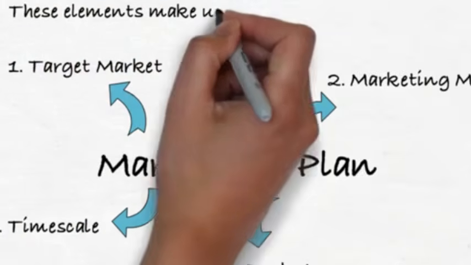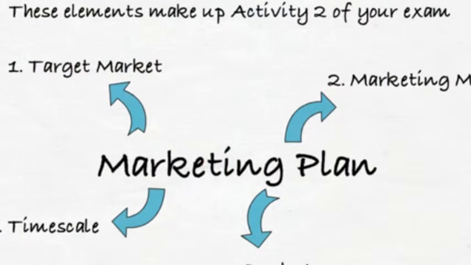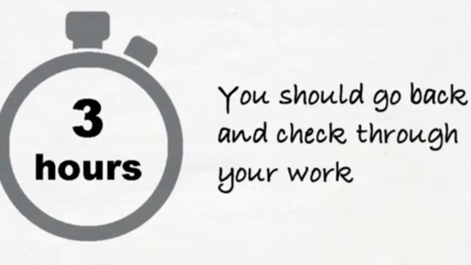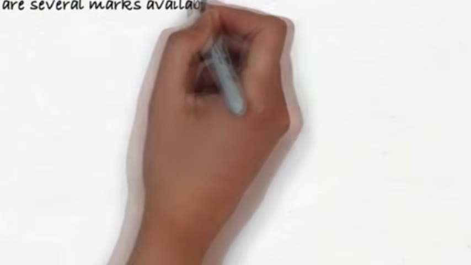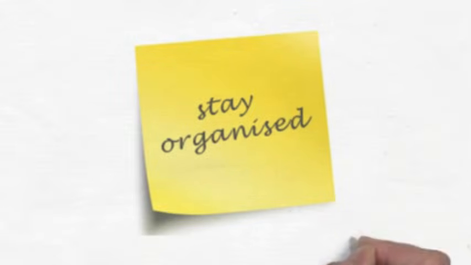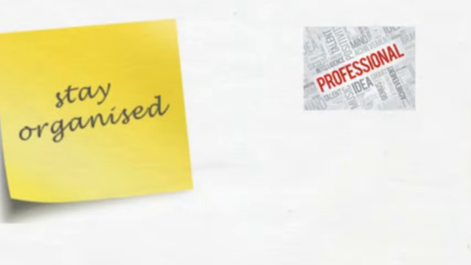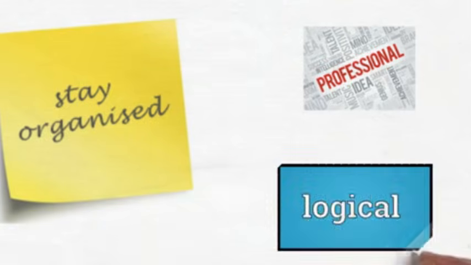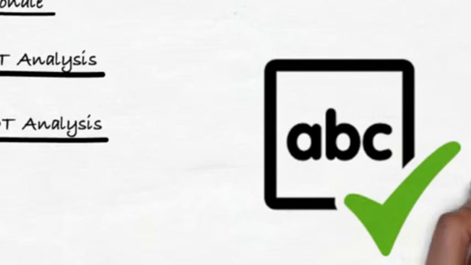These four main elements make up Activity 2 and complete your exam tasks. At this point, if you have time, you should go back and check through your work. There are several marks available for structure and presentation of your work, so you should check that your work is neat and organised, with a professional presentation and logical structure. Use headings to clearly indicate the different sections of your work and check for any spelling or grammatical errors. This can earn you easy marks in the exam.